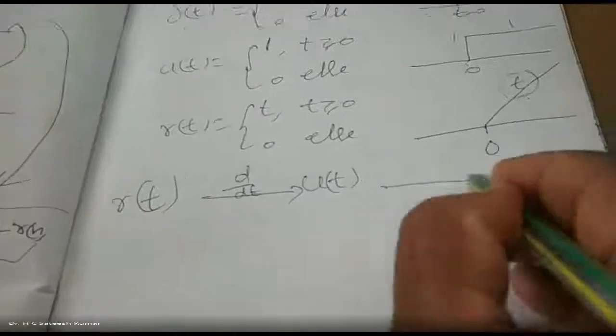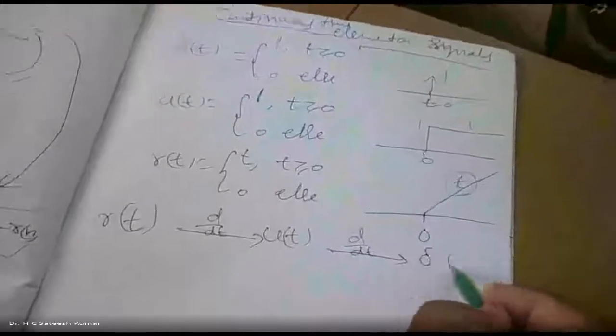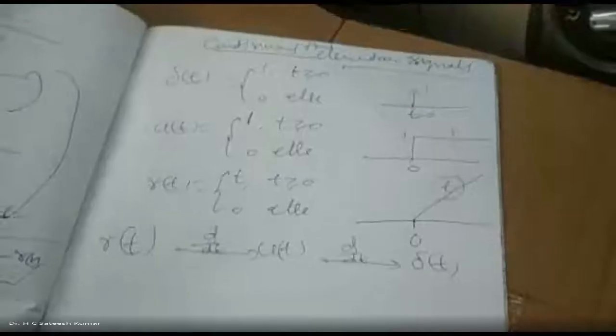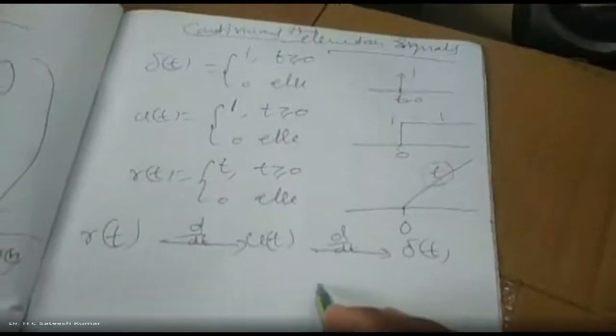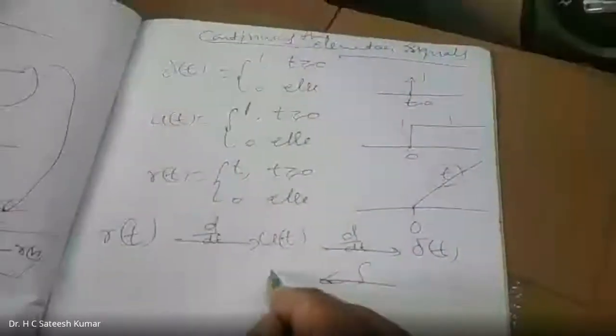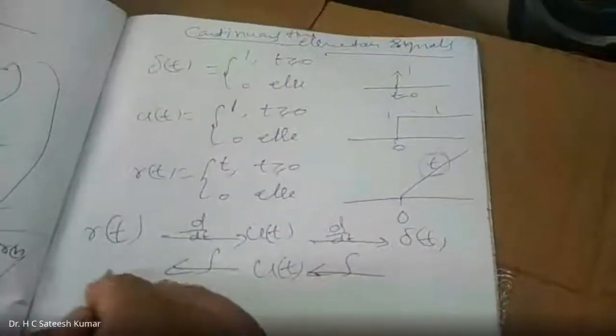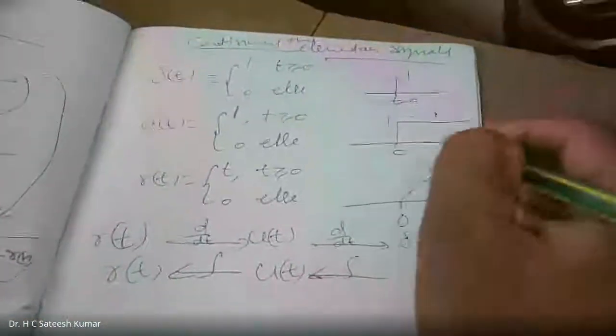Differentiate this one, d by dt. Differential of a constant is 0, so this will become 0. The constant portion, the increased portion, will remain as it is. That will become delta of t. Similarly, integration of 0 is a constant. So integrating this side, you will get u of t. Once again integrate it, you will get r of t, because integration of 1 is t. So delta of t, that's how it will be.